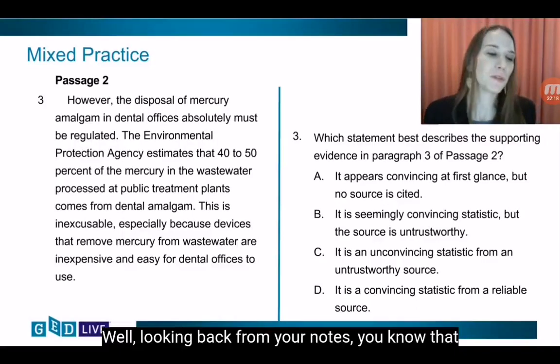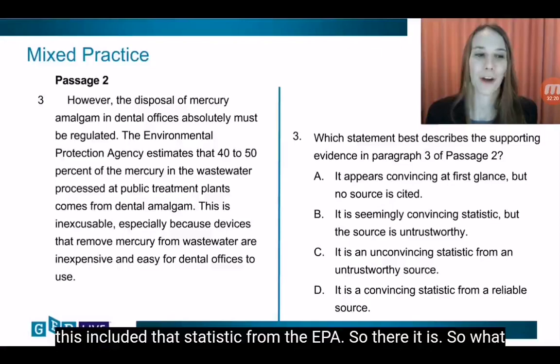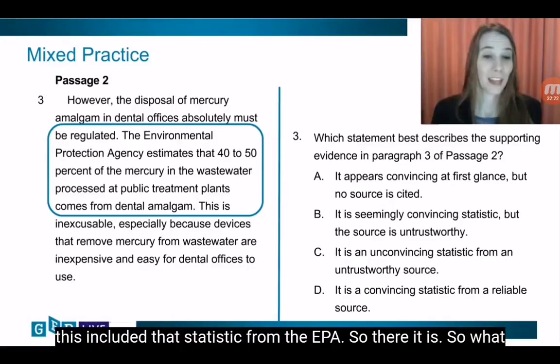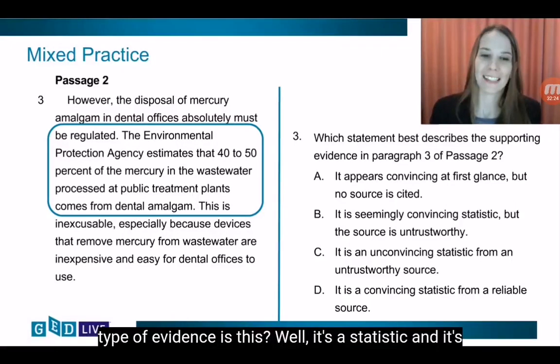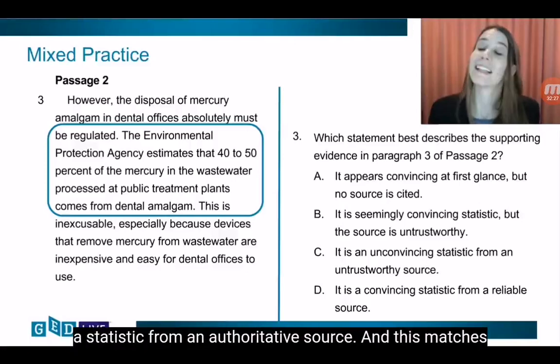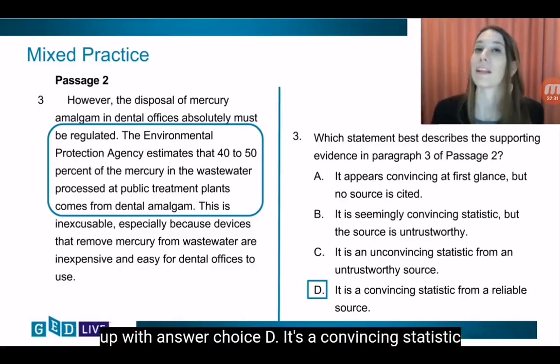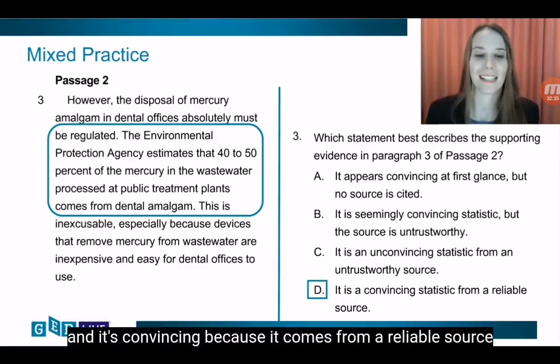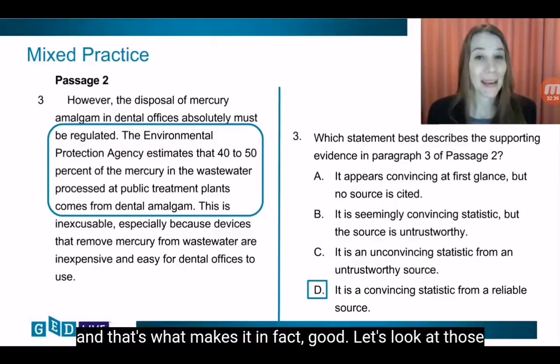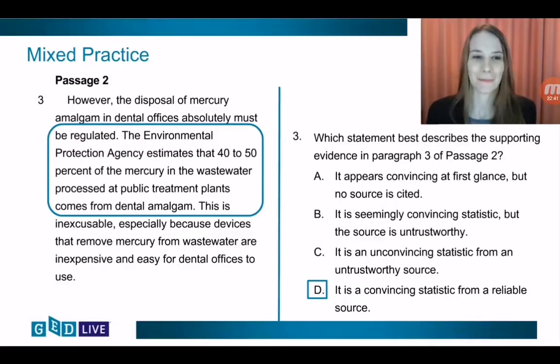Looking back at your notes, you know that this included that statistic from the EPA. So there it is. What type of evidence is this? Well, it's a statistic, and it's a statistic from an authoritative source. And this matches up with answer choice D. It's a convincing statistic, and it's convincing because it comes from a reliable source. And that's what makes it, in fact, convincing.